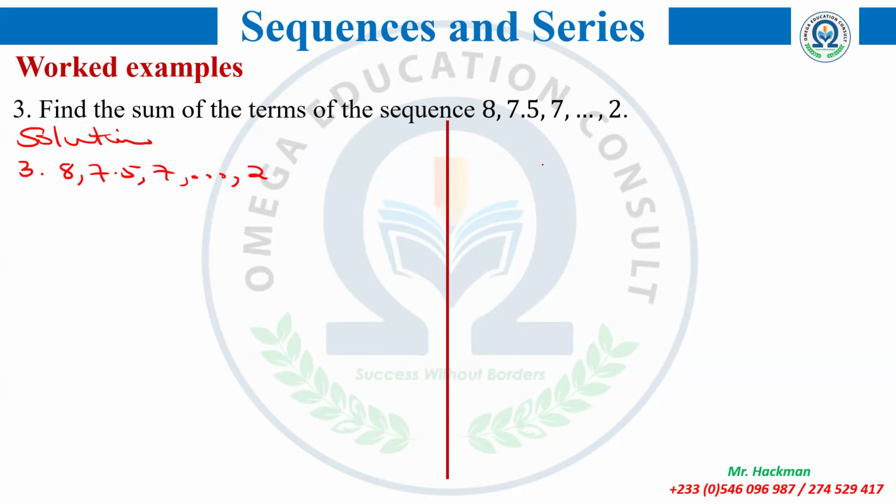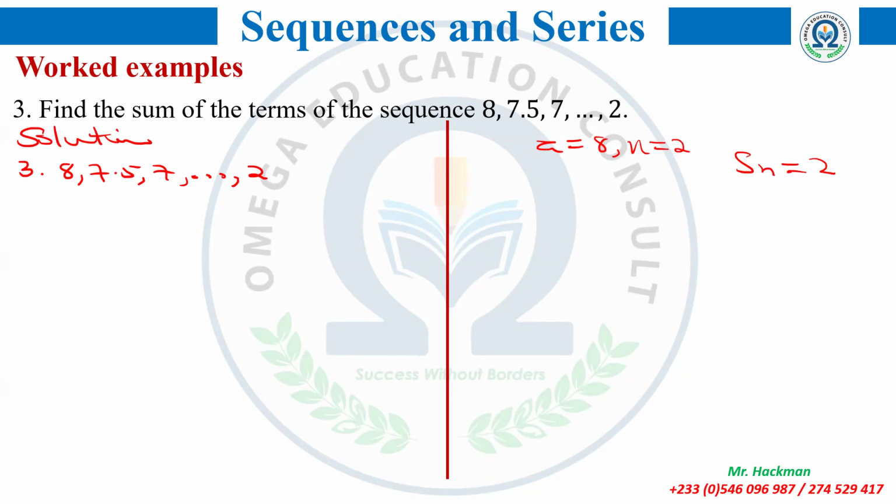We know that a is 8. And the last term l is 2, because it is the last term. Sn is to be found.